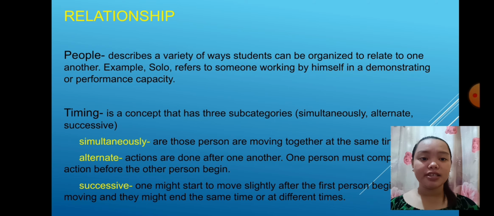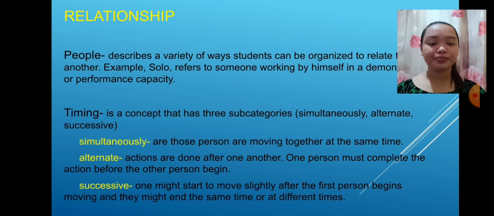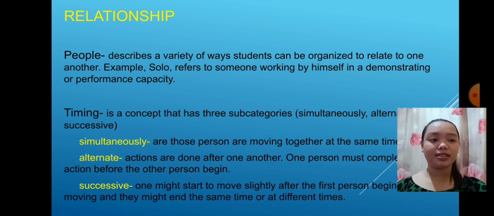Simultaneously are those persons moving together at the same time. Alternate actions are done after one another. One person must complete the action before the other person begins. While in successive, one might start to move slightly after the first person begins moving, and they might end at the same time or at different times.